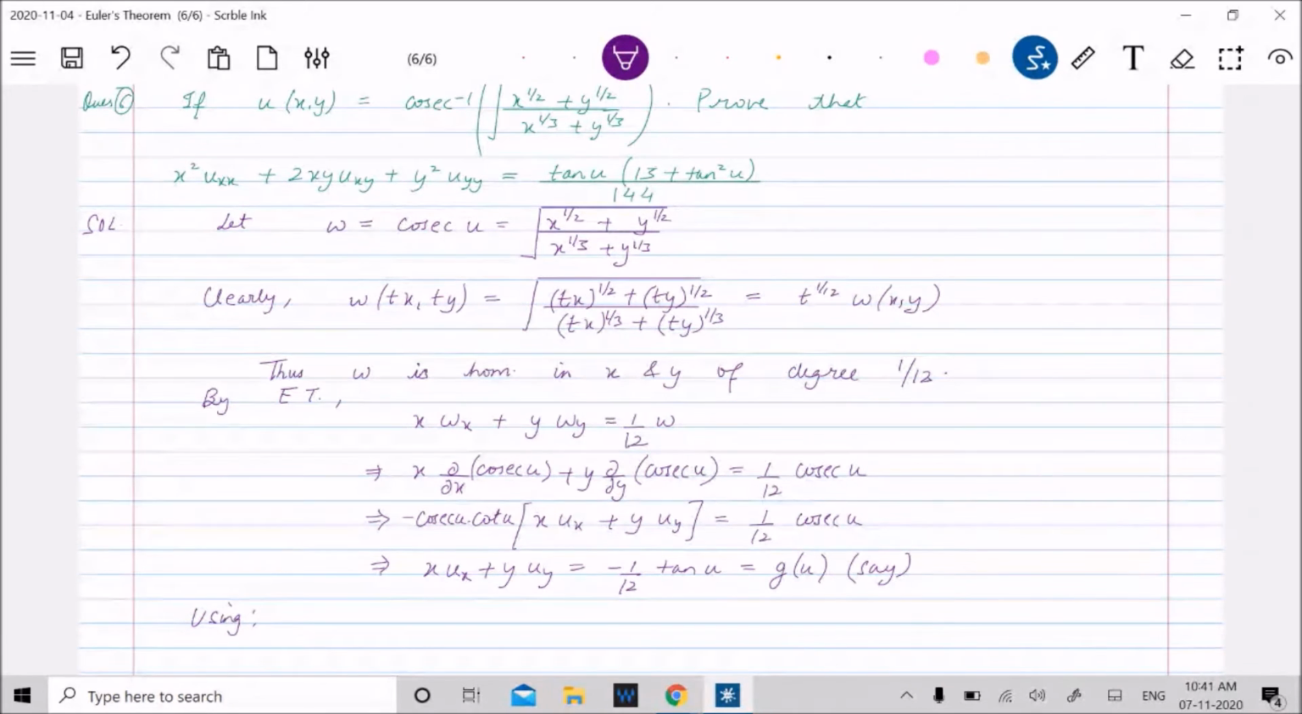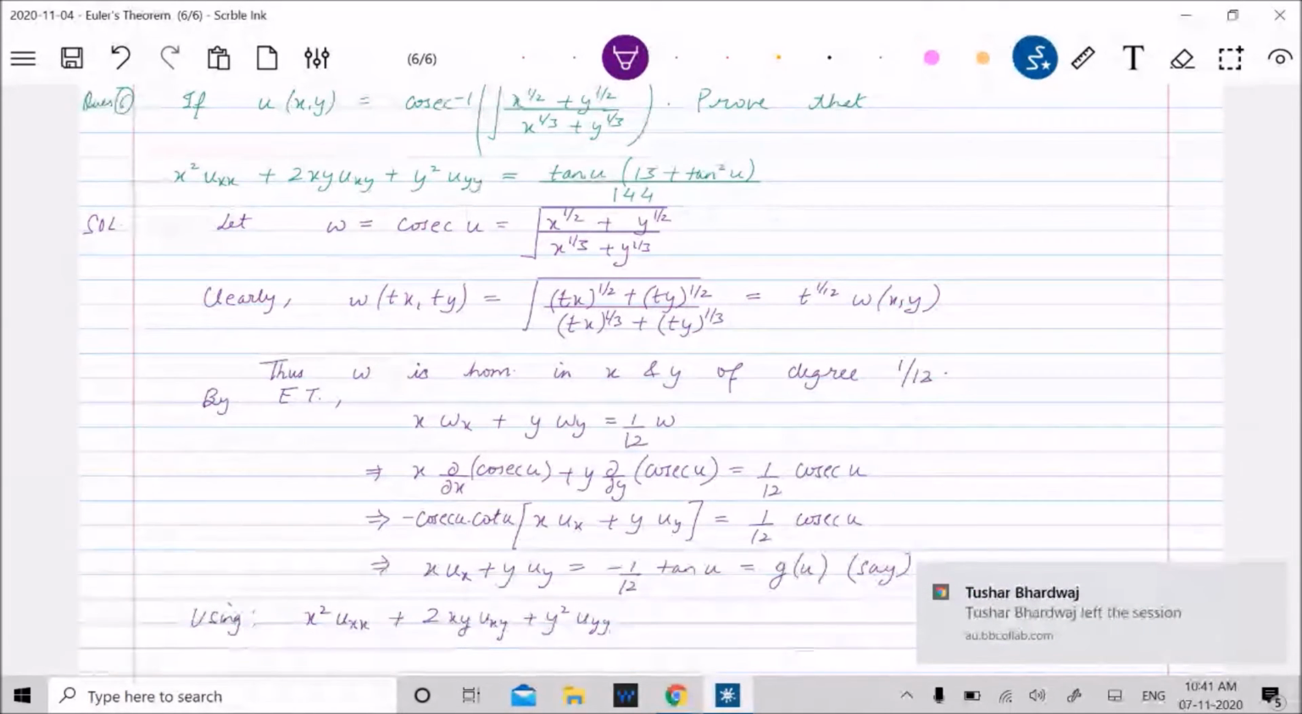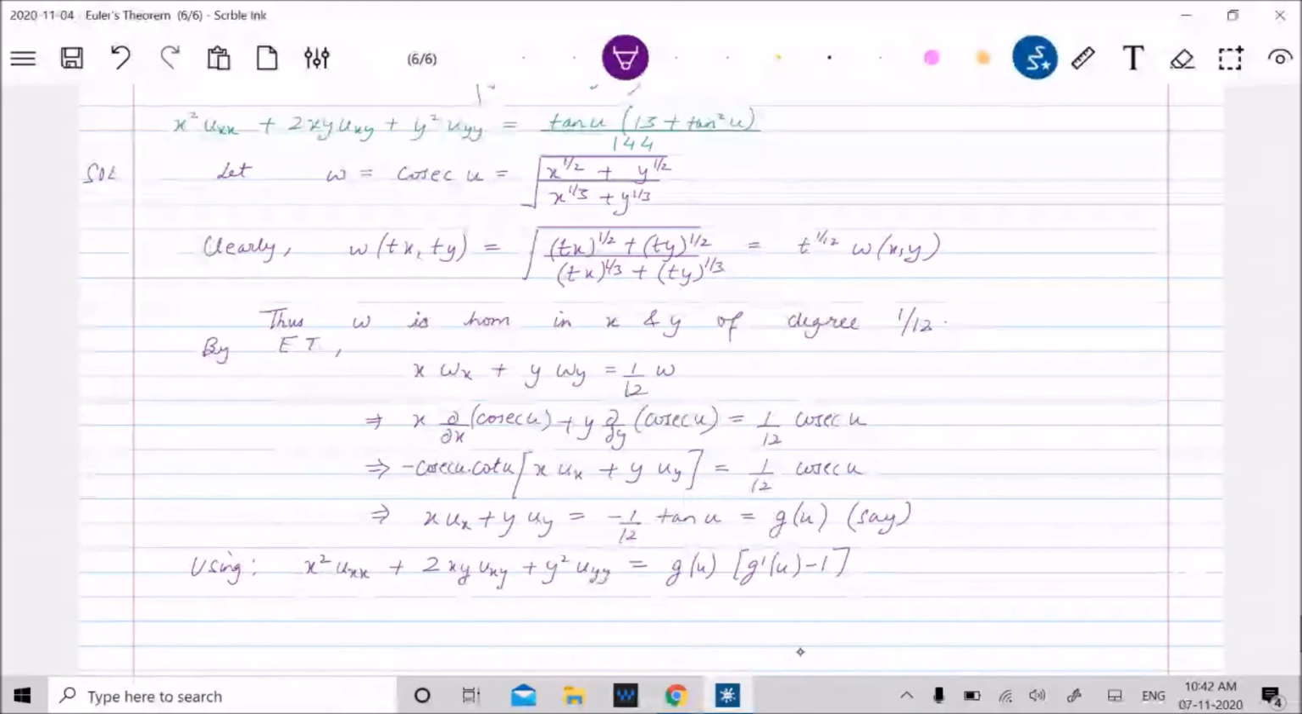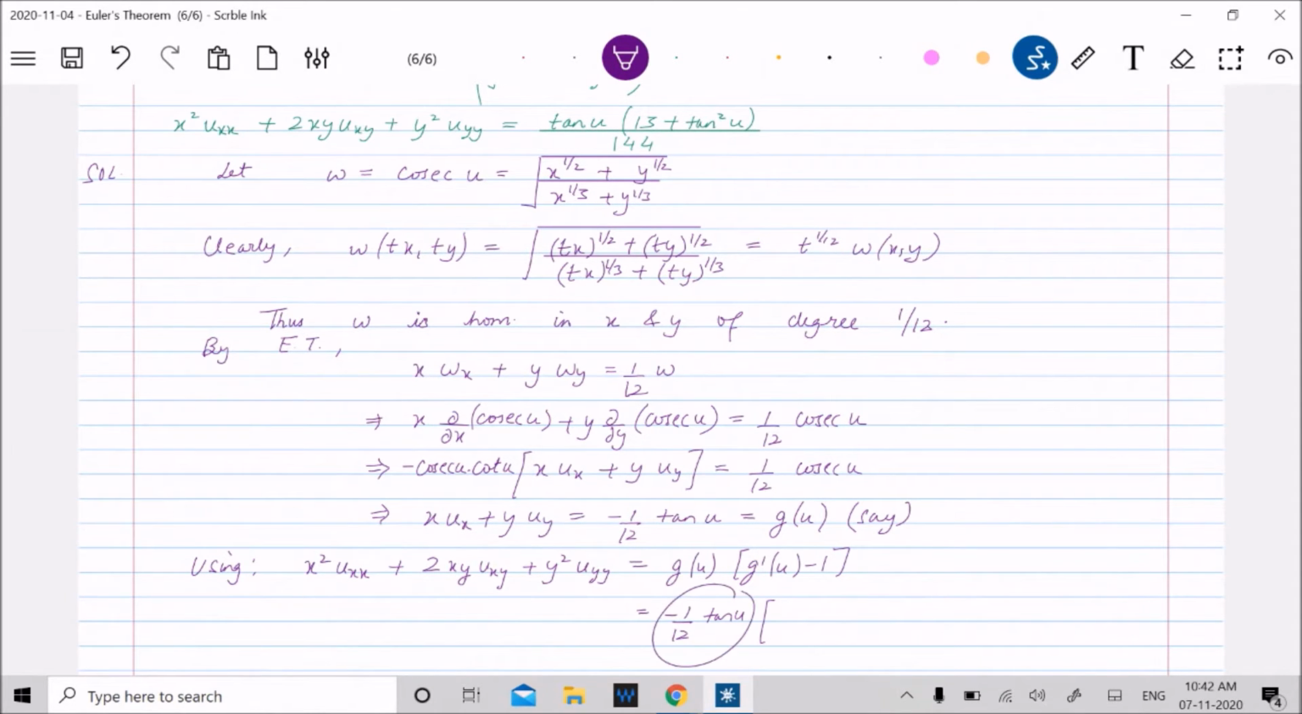Using that special result, x square u_xx plus 2xy u_xy plus y square u_yy is equal to, the formula is g(u) times (g'(u) minus 1). So this is the formula we can use directly, and the value of g(u) is minus 1 by 12 tan u. And what is the differentiation of tan u? Differentiation of tan u is sec square u.